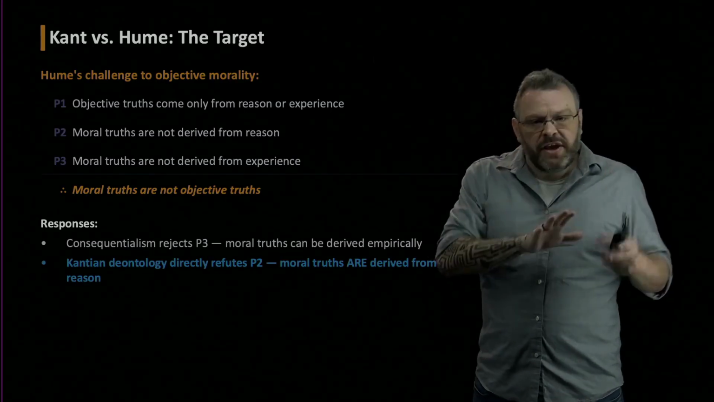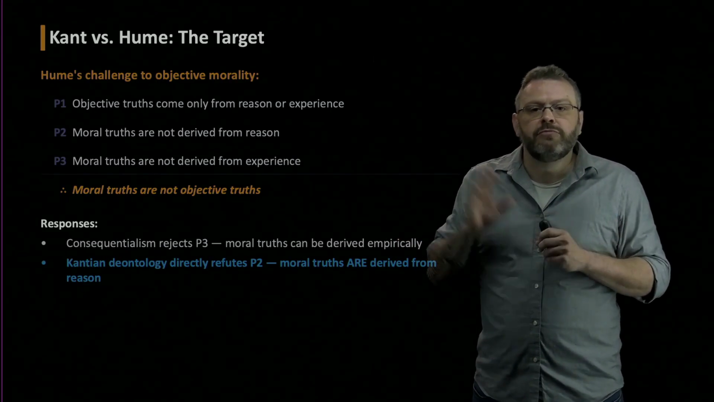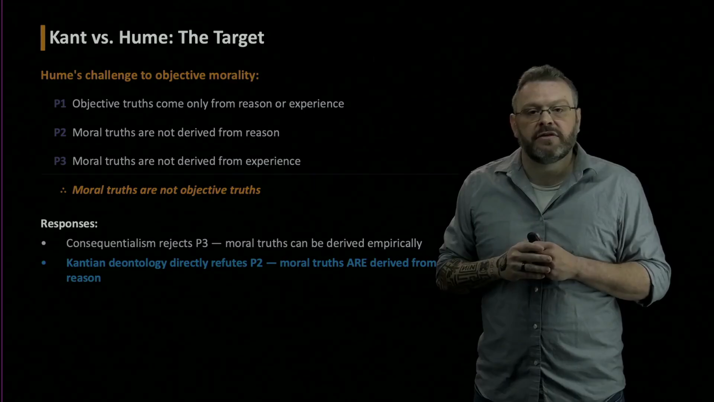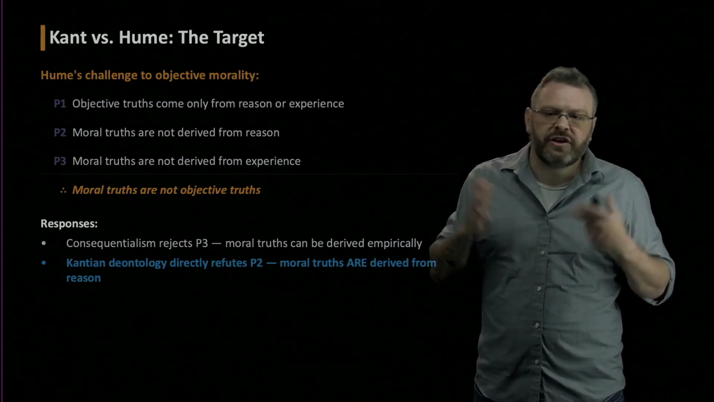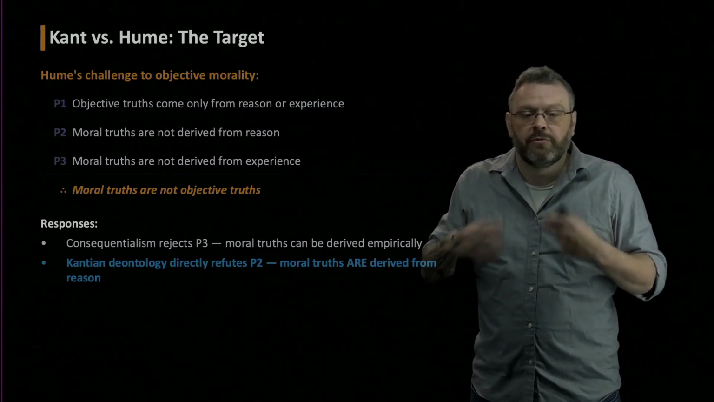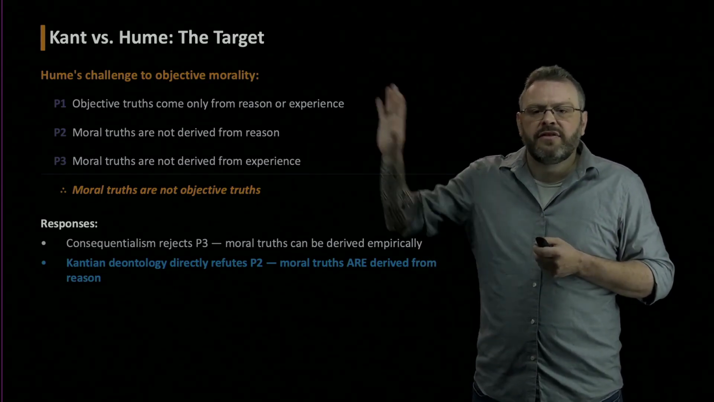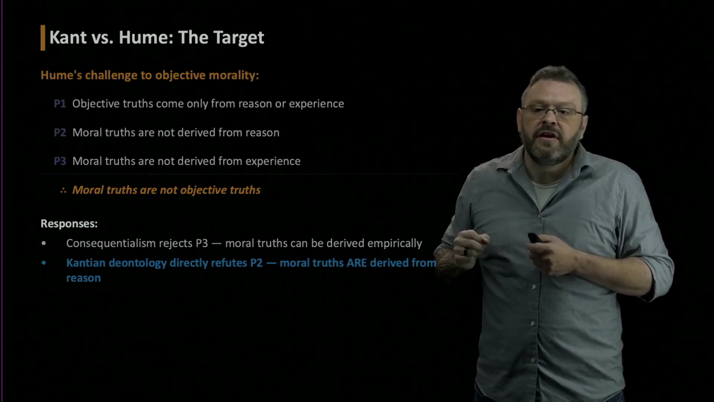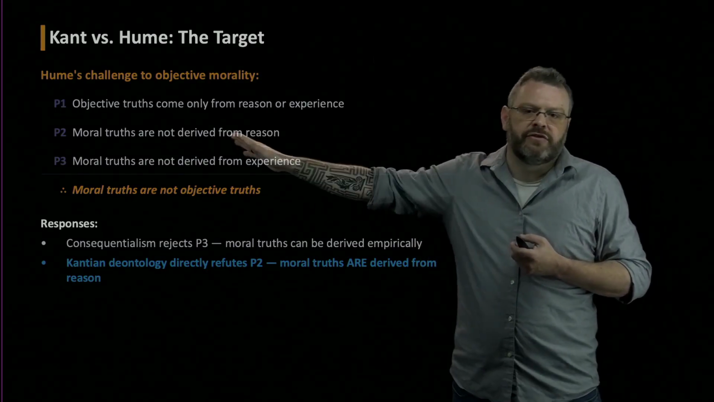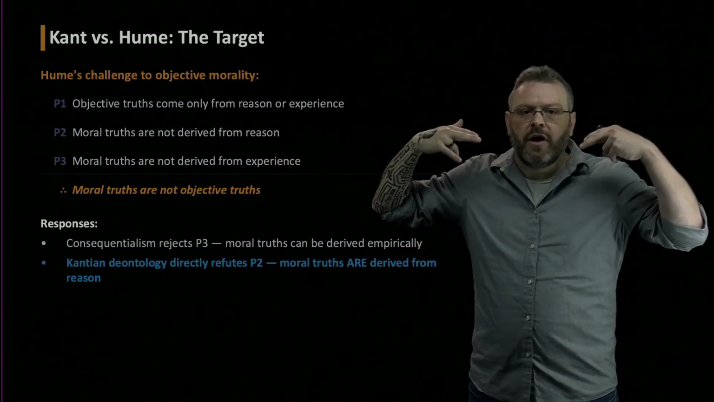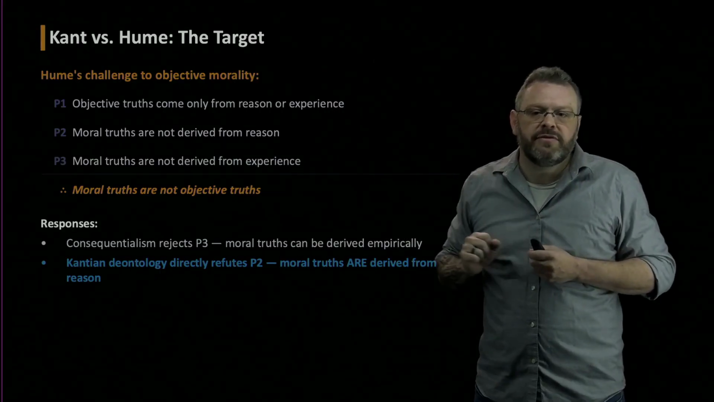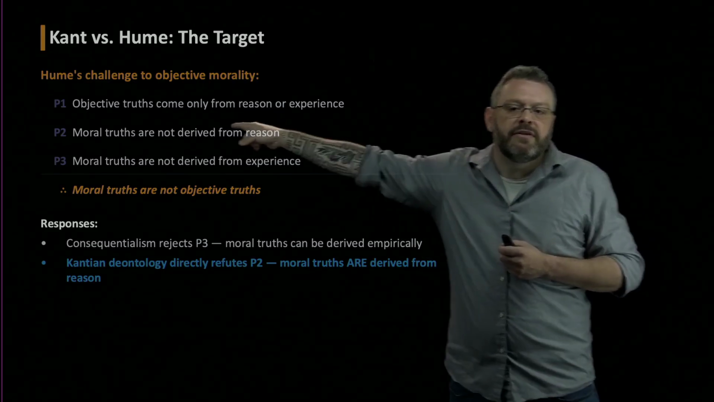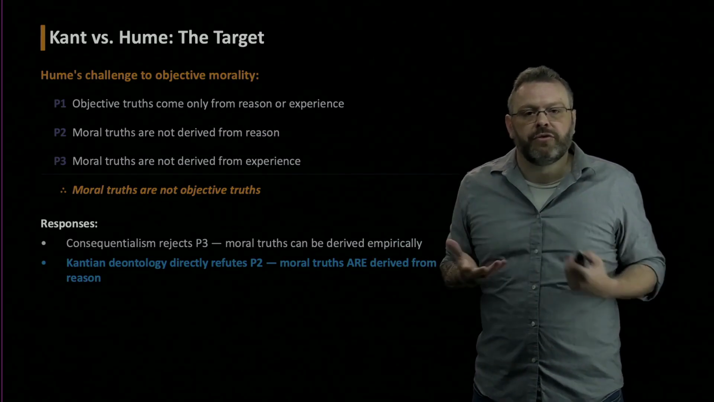But speaking of David Hume versus Immanuel Kant, you might remember this is one of Hume's arguments that we talked about, arguing against the objectivity of moral truths or moral statements. This is what we call Hume's fork, right? This idea that objective truths only come in two flavors: either through pure reason or through some kind of experience. And since moral truths aren't derived from reason, and since they aren't derived from experience, they can't be objective truths.